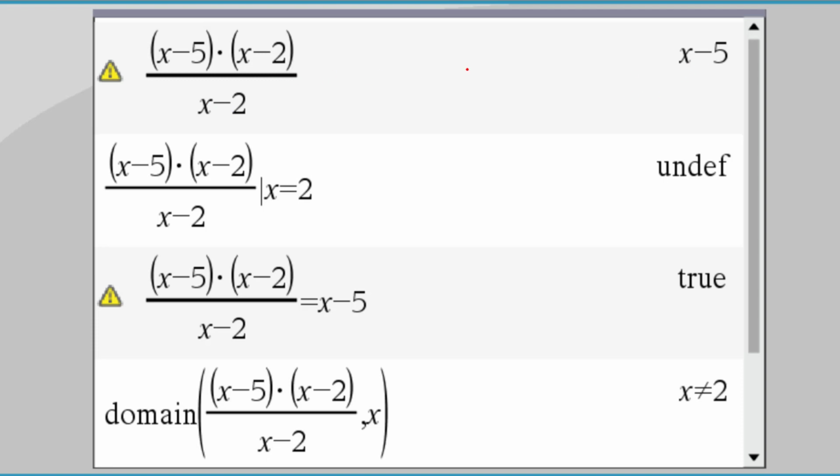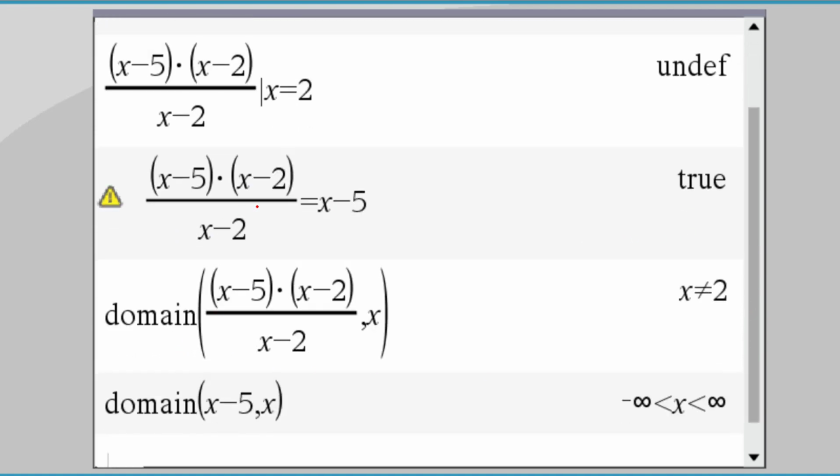So both will give me a straight line, but this straight line here will actually have a point of discontinuity, which I'll look at in the graphing screen. Here it says, if I put this expression equal to this, it says true, but again it displays a warning. The warning is coming because the domain of this expression is: the function is defined everywhere except when x is 2. And with the straight line, if I didn't write the expression in that form, but just put x minus 5, I know that the domain is all real numbers.